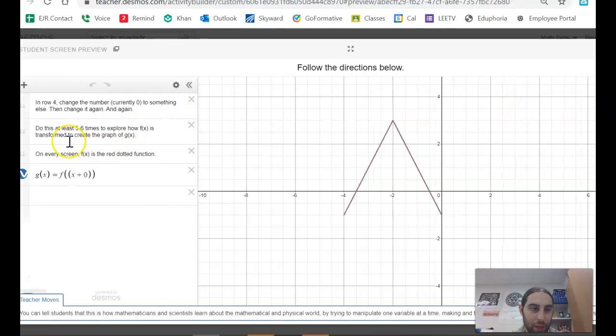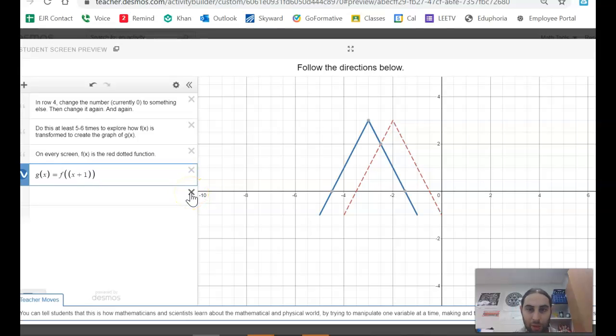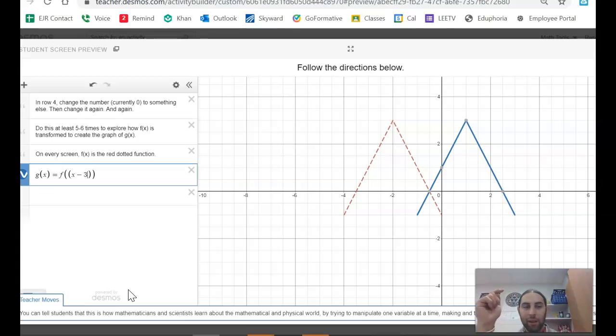Okay, now let's talk about it inside the parentheses. So I'm going to change this 0, let's say, to a 1. So +1 went to the left. +2 went to the left. +3 went to the left. What about if I do minus? -1 went to the right. -2 went to the right. -3 went to the right. So it's kind of weird. Negatives are going to the right.